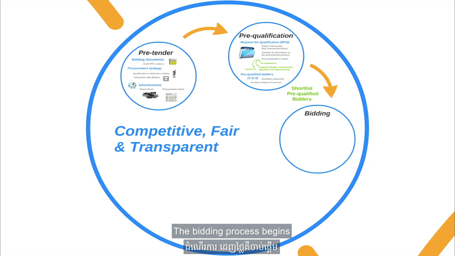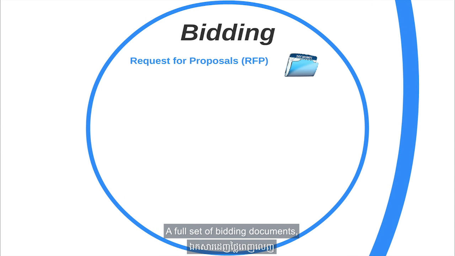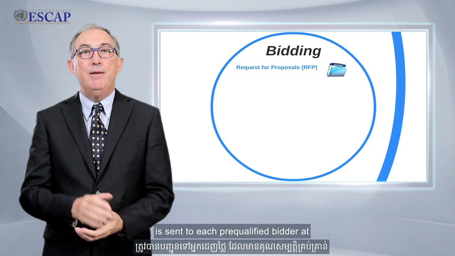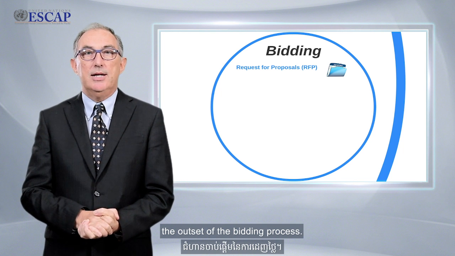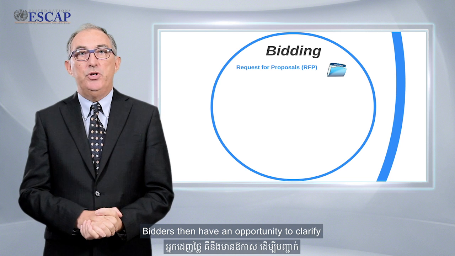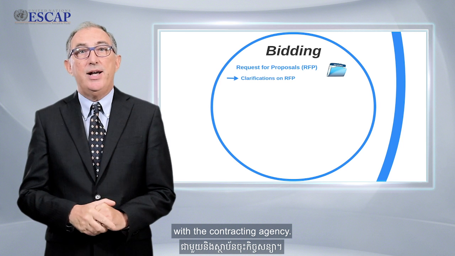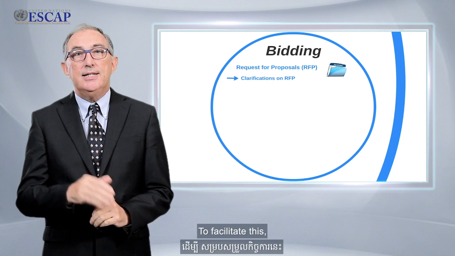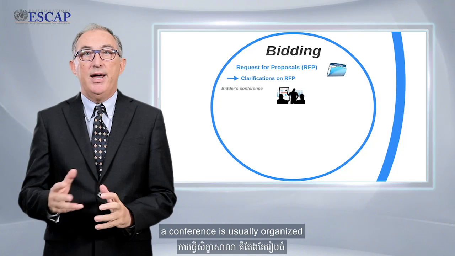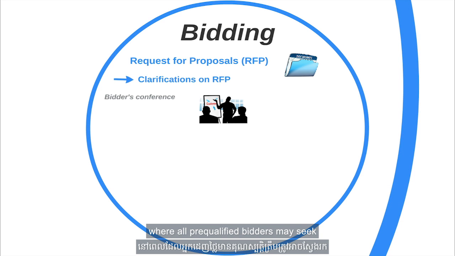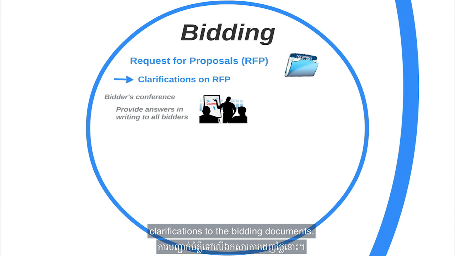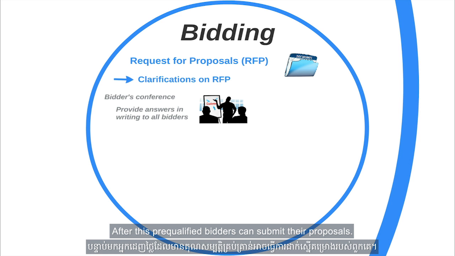The bidding process begins at the conclusion of pre-qualification. A full set of bidding documents, including the draft PPP contract, is sent to each pre-qualified bidder at the outset of the bidding process. Bidders then have an opportunity to clarify any grey areas of the draft PPP contract with the contracting agency. To facilitate this, a conference is usually organised where all pre-qualified bidders may seek clarifications to the bidding documents. After this, pre-qualified bidders can submit their proposals.